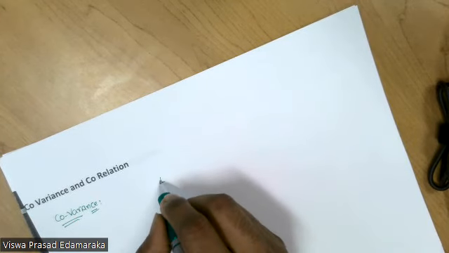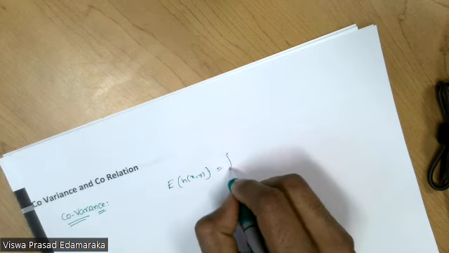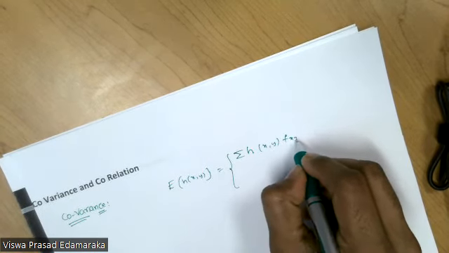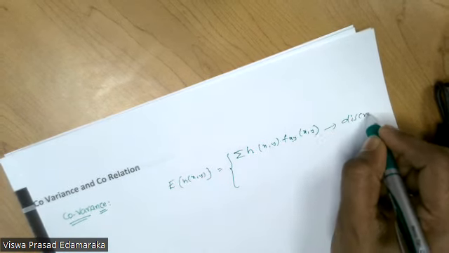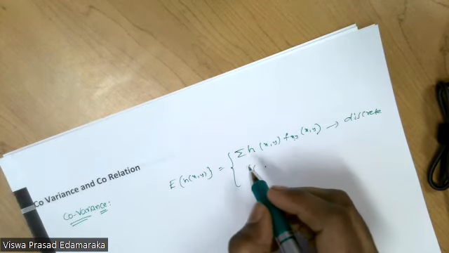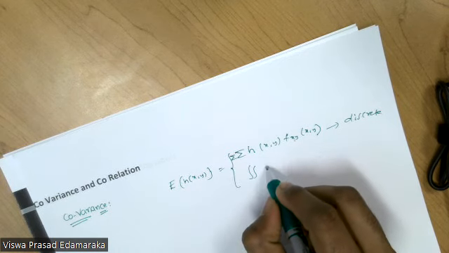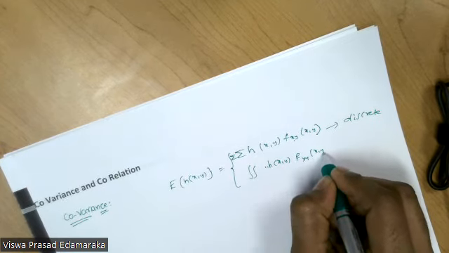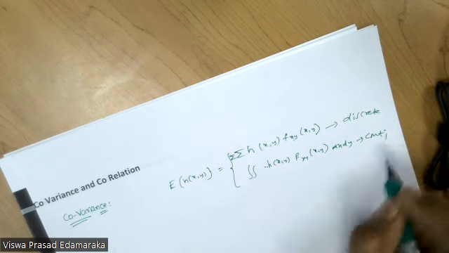In covariance, the expectation of h(x,y) will give the summation of h(x,y) f(x,y) when it is discrete, and the integration, a double integral of h(x,y) f(x,y) dx dy, when it is continuous.